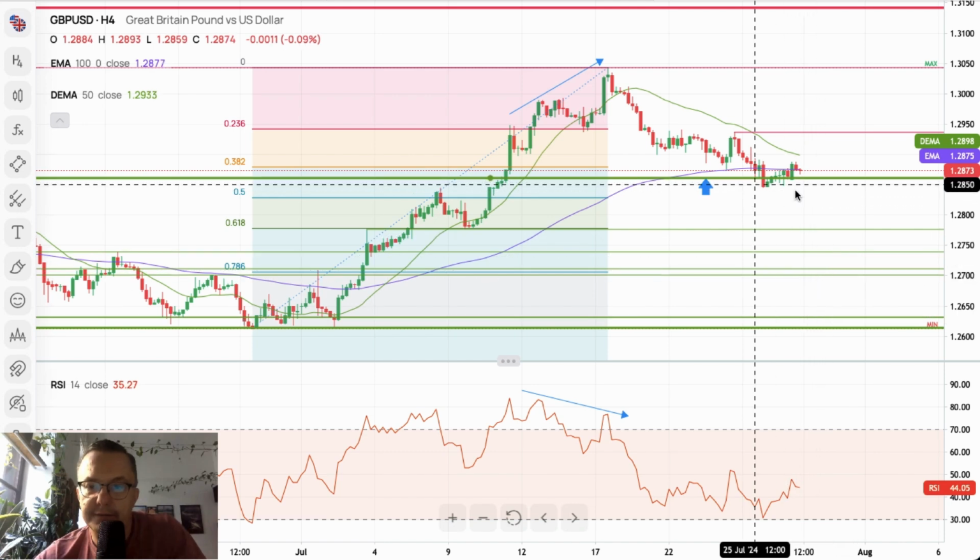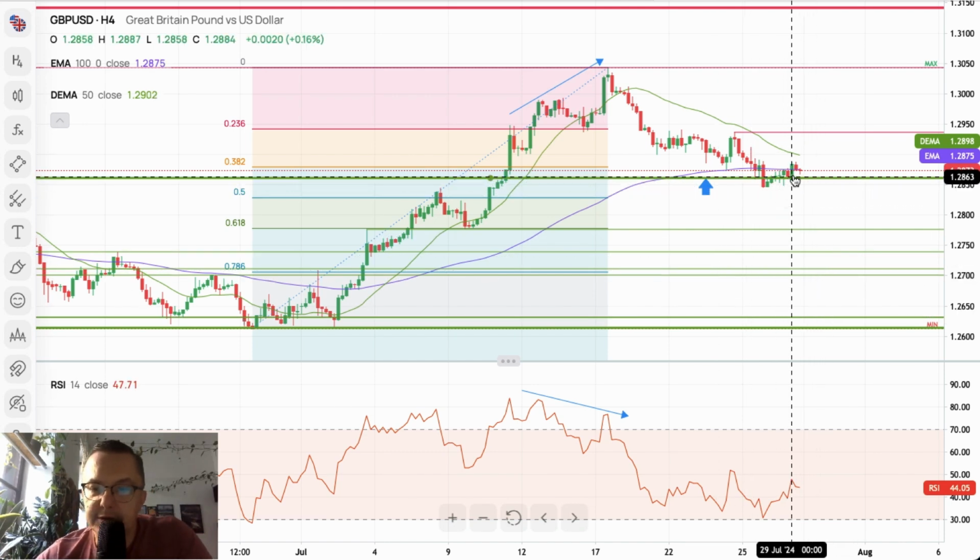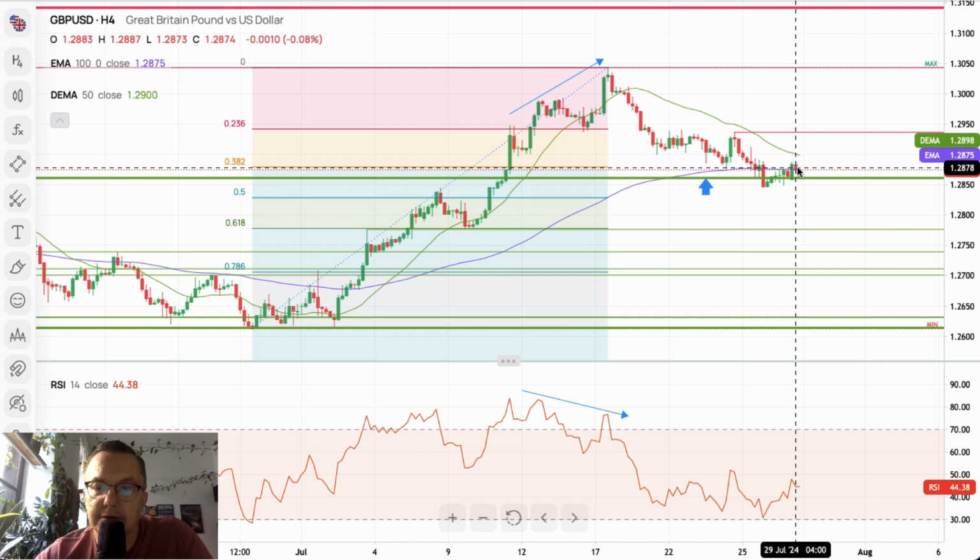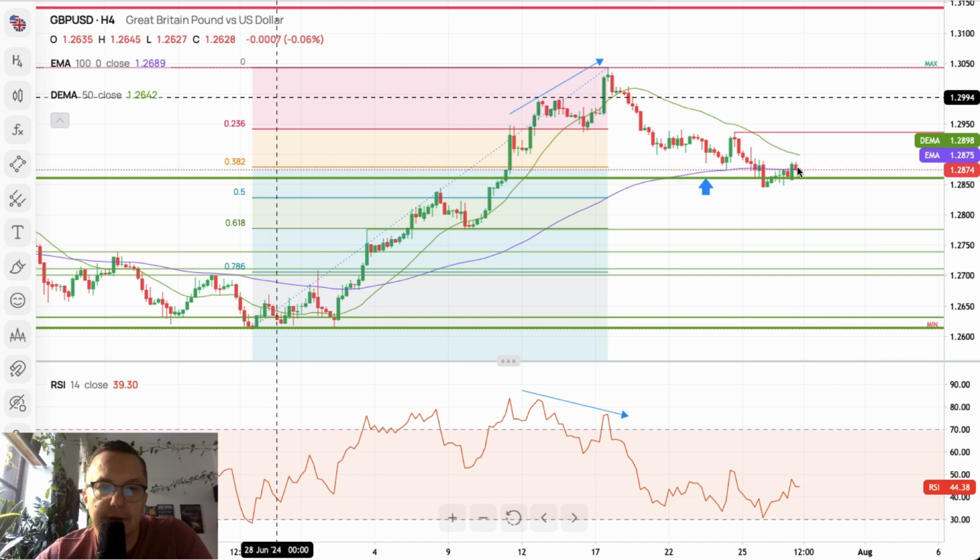It looks like the technical support at 1.2862 is being tested very, very often, and that's a solid test. Nevertheless, there's nothing going on here on this chart in terms of a breakout or some kind of momentum movement, so possibly this situation might last for a little bit.